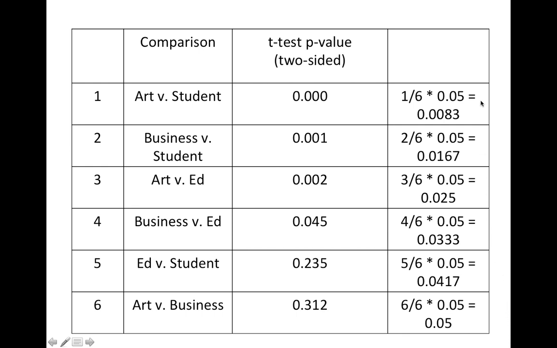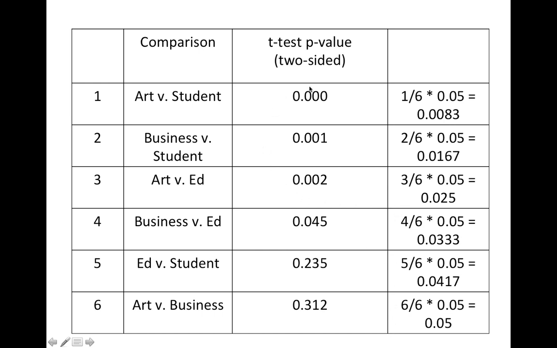So if we look at these, we can say, okay, well, 0 is less than 0.0083. So we're going to reject the null here. We think art is different than student. The artists have different CFMTs than the students. And 0.001 is less than 0.0167. So also we think business is different than student. And 0.002 is less than 0.025. So we're going to reject this one as well. But now we have business versus education. 0.045 is bigger than 0.033. So we're going to stop rejecting here, and we won't reject for any of the other ones as the p-values increase.